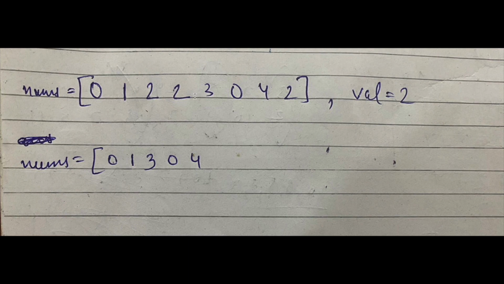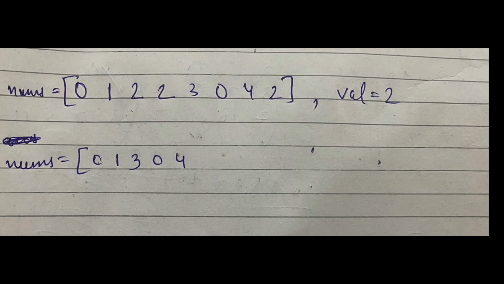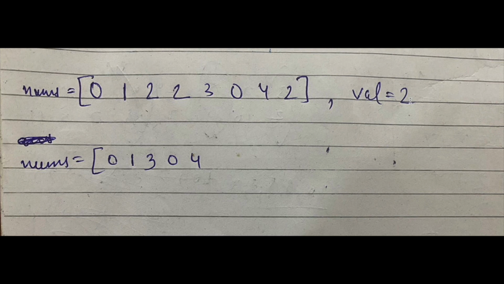So suppose this is the given array. This was given in example number 2, and the value is 2. So here what we will do is keep an integer count, which will store 0 initially, and we will start iterating this array, and whenever we encounter any number which is not equal to 2, we will place that number at that counter position, and then we will increase that counter value.